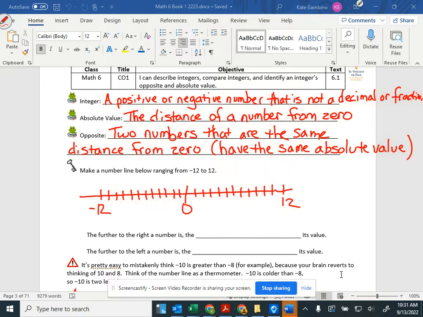The further the number goes to the right from 0, the greater its value, the bigger that number gets.